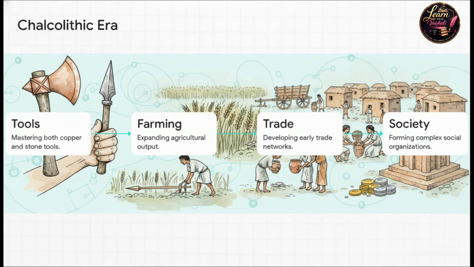With all this surplus food piling up, people started developing early trade networks to exchange their extra goods. And ultimately, all this booming economic activity and trade forced people to form more complex social organizations. There had to be rules, leaders, and structure. We are quite literally watching the true foundations of modern society forming right here.